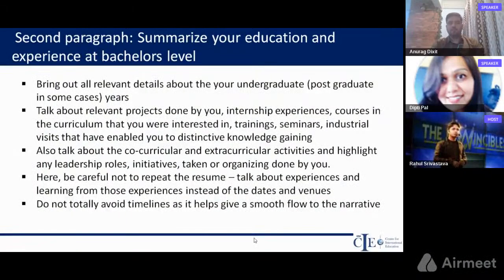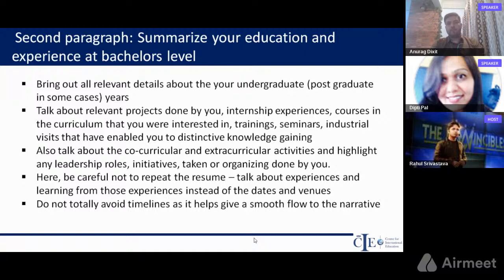to this date you did this, and from this date to this date you did this activity. You have to talk about what motivated you to do that, why that was the next logical thing to do, or what you learned from that particular activity. So it should not be a carbon copy of the resume. Of course, you have to maintain some sense of a timeline. You have to give the reader some idea about when you did what.